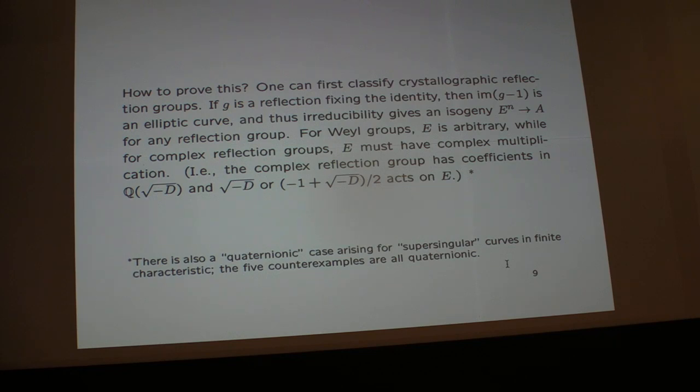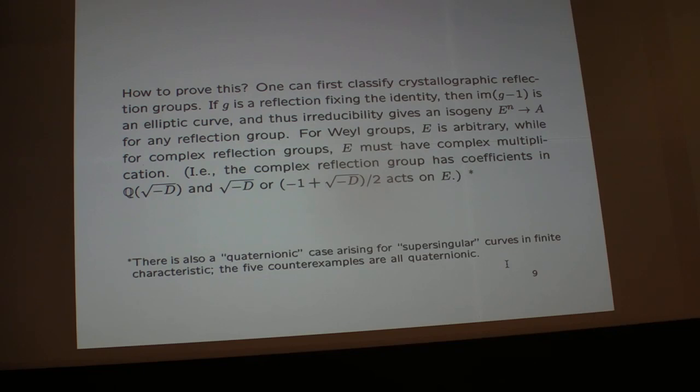And so, because of irreducibility, these image elliptic curves coming from all of these different reflections, these root curves, if you will, are basically going to generate A. And so, if you pick a suitable set of n of them, it's going to give you an isogeny. And so you're always going to be isogenous to a power of an elliptic curve.